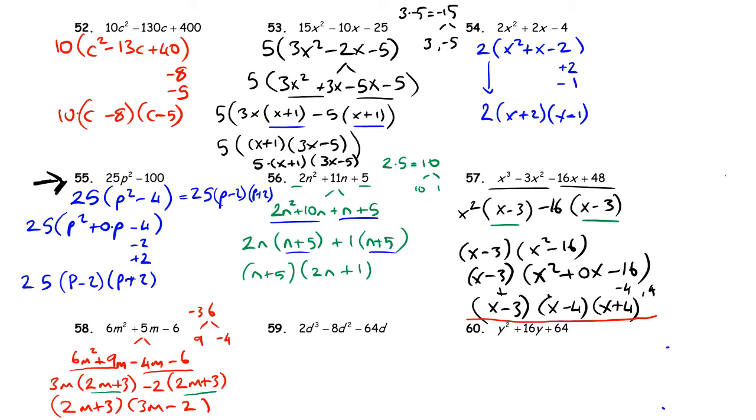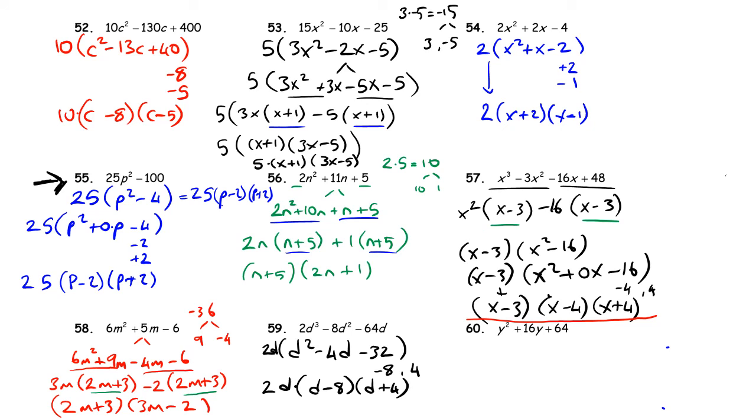Here's another example. Factor out the greatest common factor, 2d from everything, d squared minus 4d minus 32. Because the leading coefficient is 1, we can use the easy method. Factors of negative 32 that can add up to negative 4 are negative 8 and positive 4. So we can write d minus 8, d plus 4. And we still have our 2d up front.